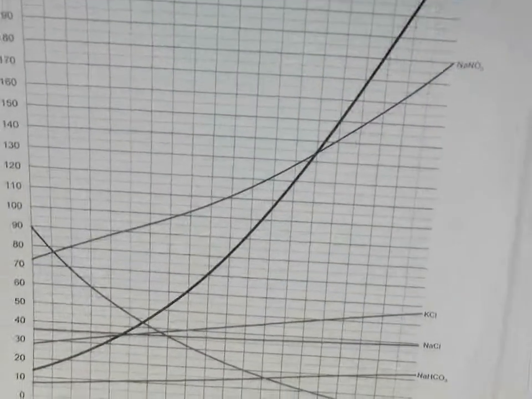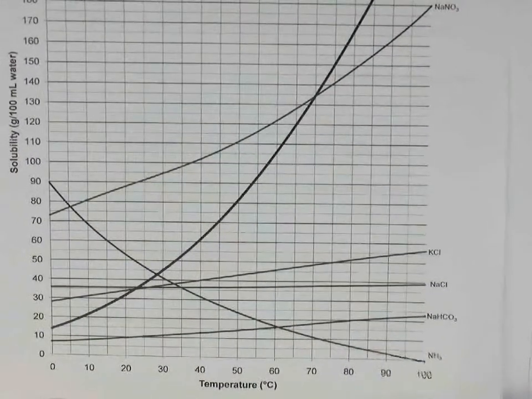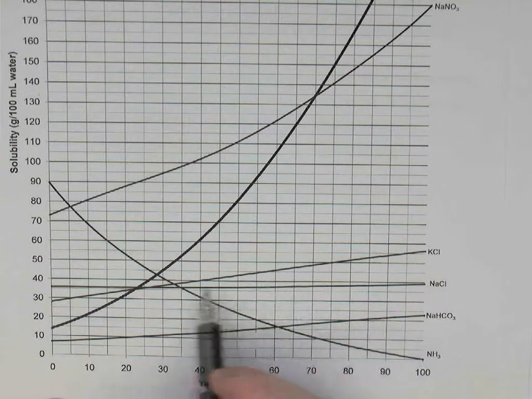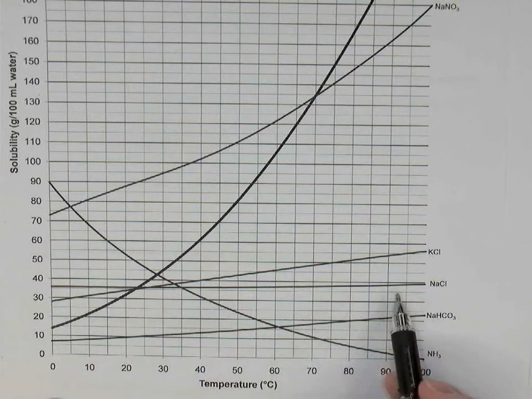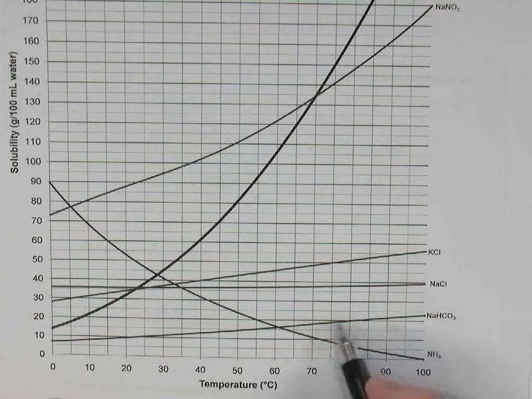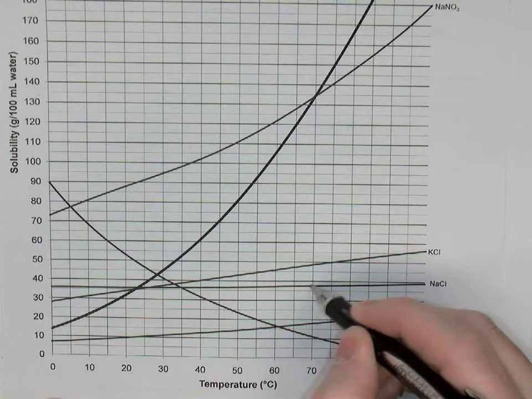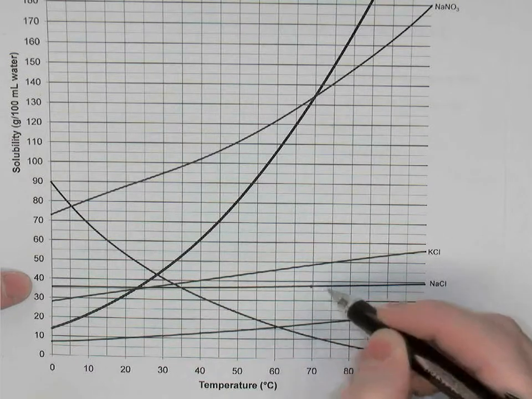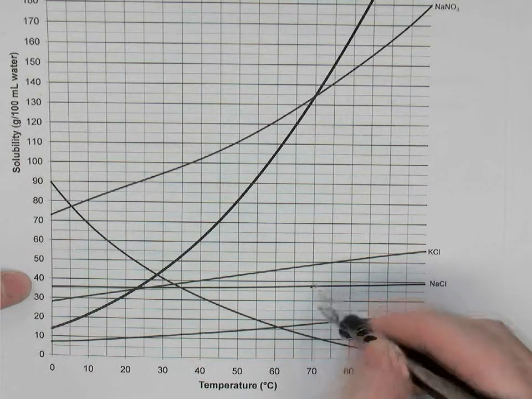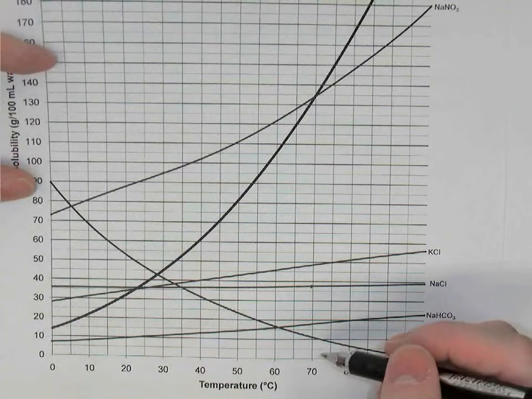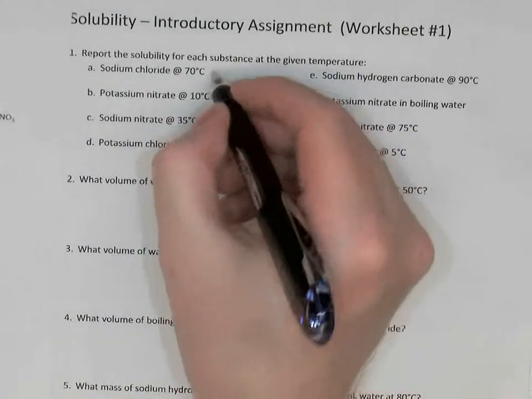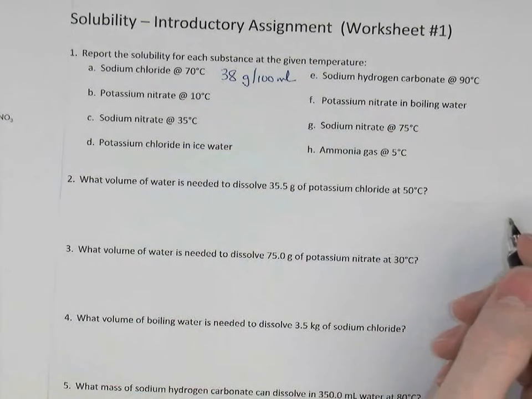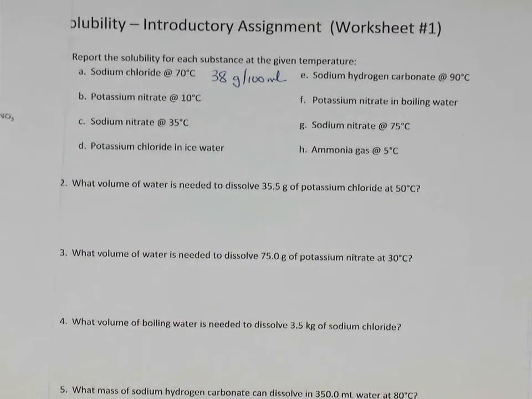So I'm going to grab my graph. I'm going to find 70 degrees Celsius, which is here. I'm going to look at sodium chloride, NaCl, that's this line here, which doesn't really change that much with temperature. And at 70 degrees, I'll go up to that graph. There we are. And now looking at the y-axis over here, on the left, we can see that the solubility is between 35 and 40. I think it's slightly closer to 40 than to 35, so I'm going to say that it's about 38 grams per 100 milliliters of water. There's the solubility of sodium chloride.